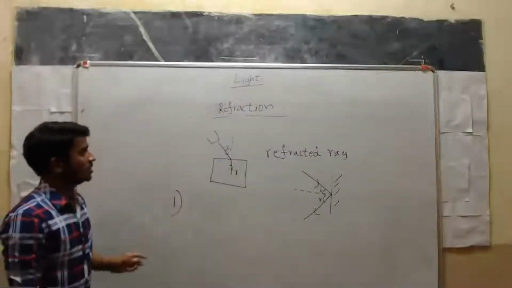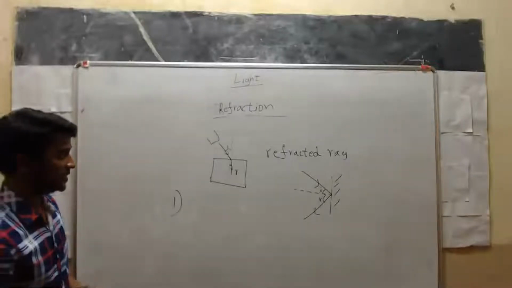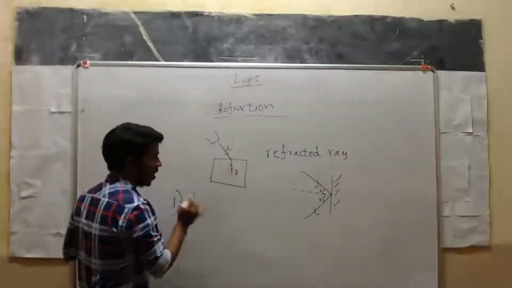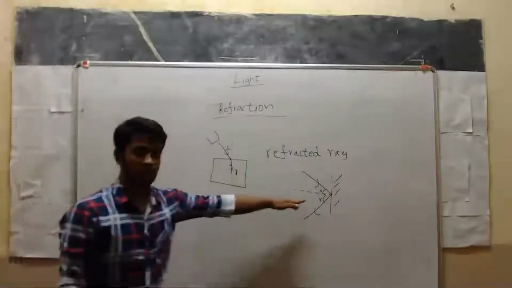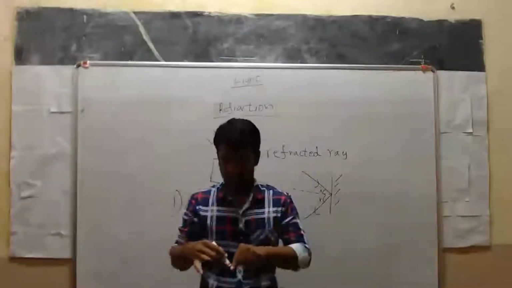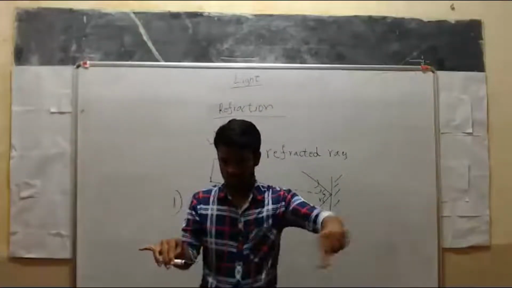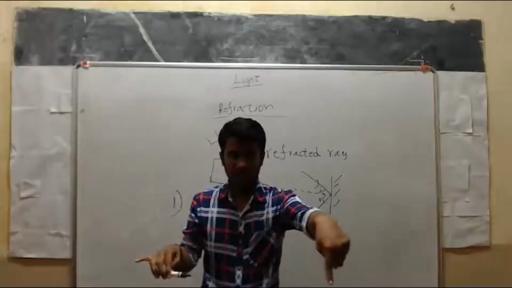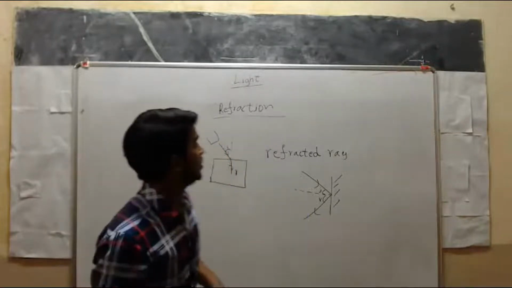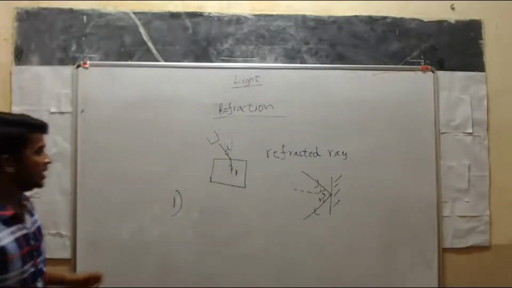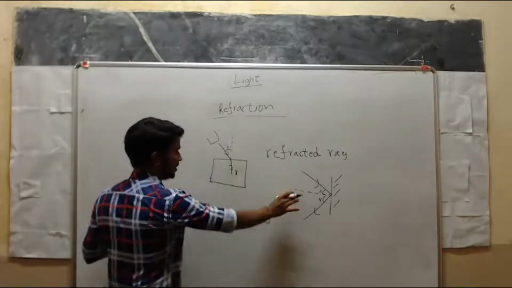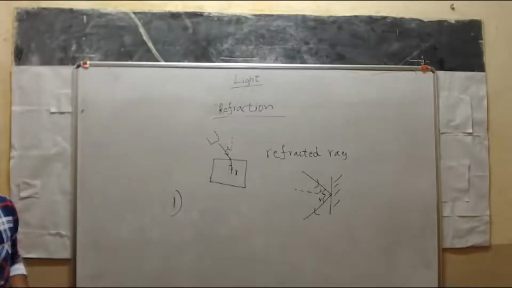So the first law of refraction of light says that the incident ray, normal and refracted ray all lie in the same plane, similar to the second law of reflection of light. For example, just imagine there is a glass here. I am passing light here and it bends here. Now the incident ray, this normal and the refracted ray all lie in the same plane. That's why the first law of refraction states that the incident ray, normal and refracted ray all lie in the same plane.